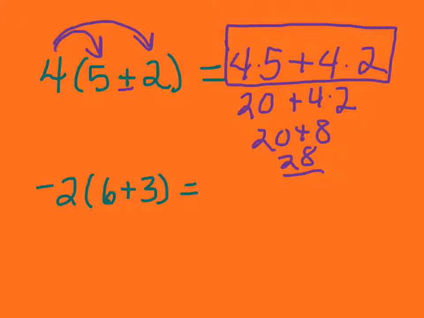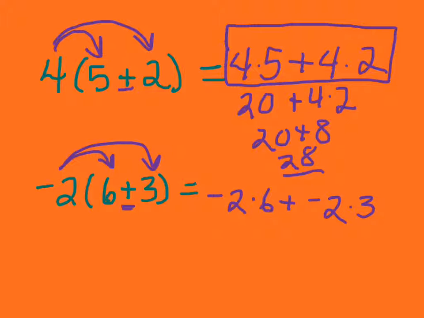Okay, so the next one, we can distribute the negative 2. So negative 2 times 6 plus negative 2 times 3. If I were asked to rewrite this using the distributive property, I would simply rewrite negative 2 times 6 plus negative 2 times 3. If the directions just asked me to rewrite using the distributive property, at this point I would be done.